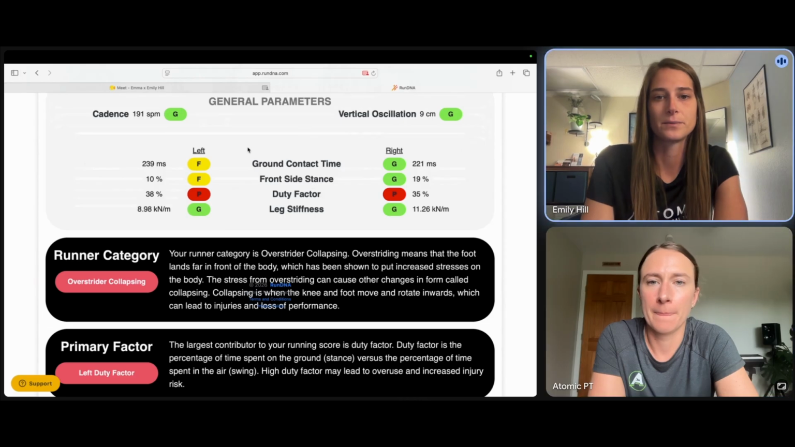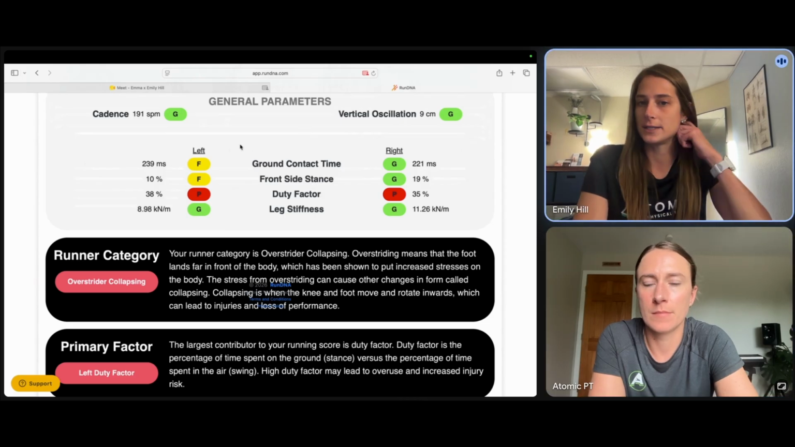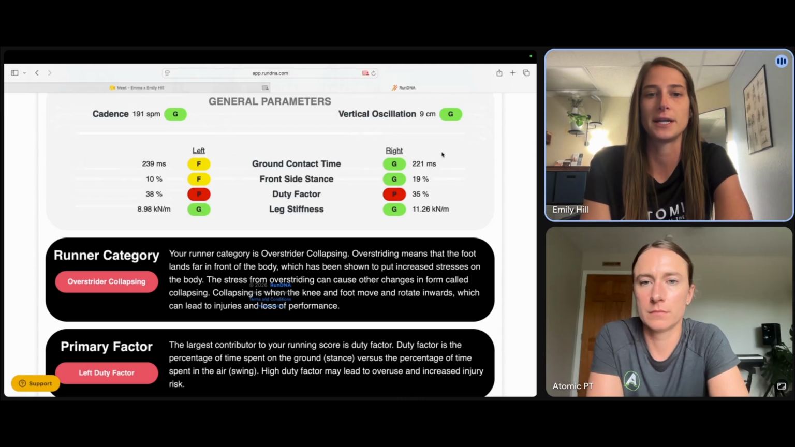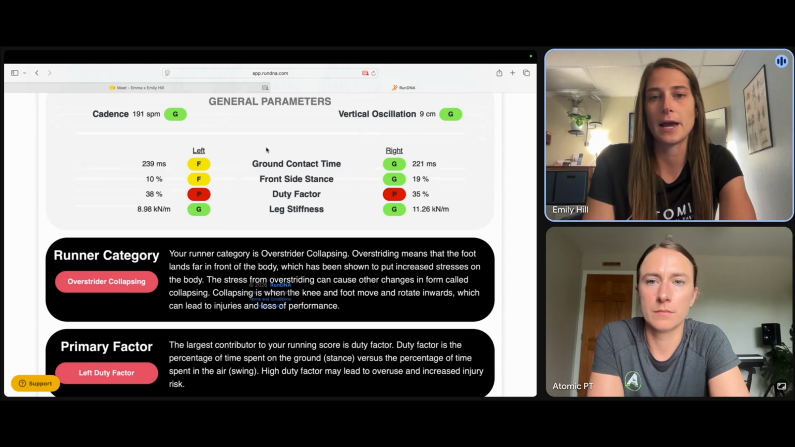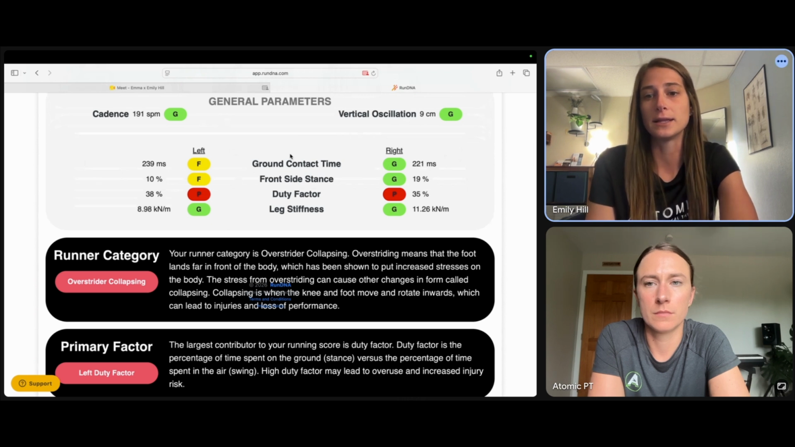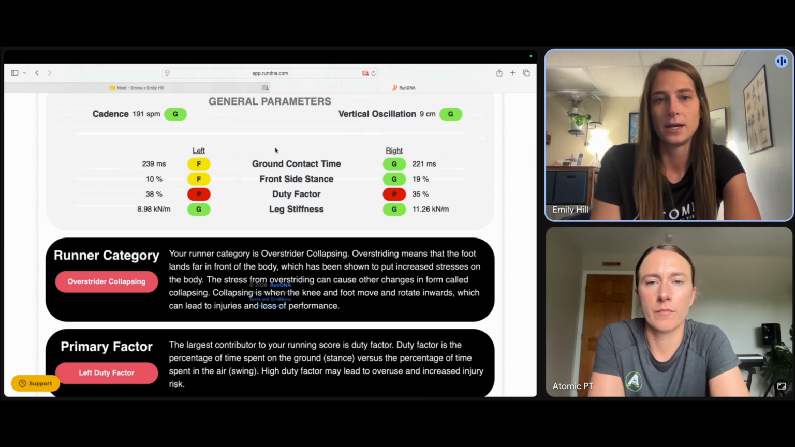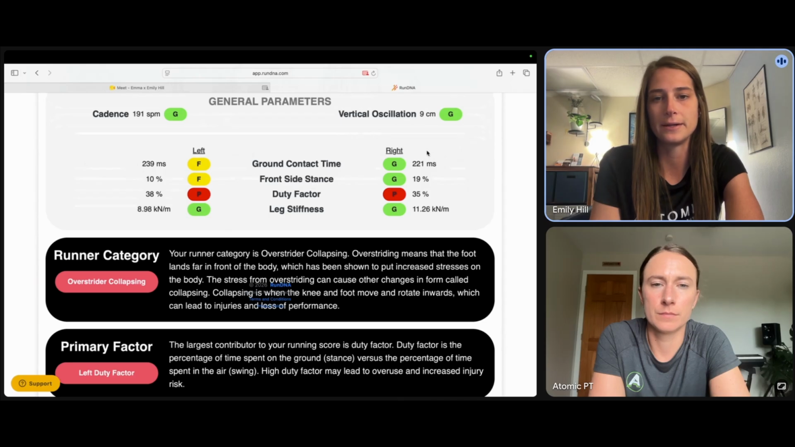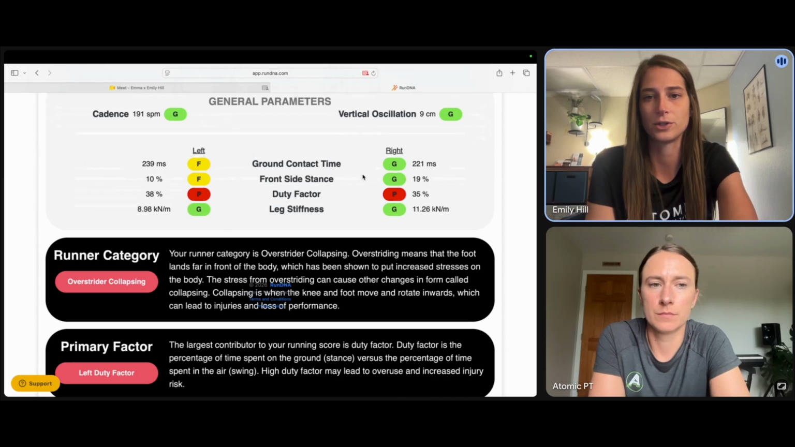Yep, exactly. Okay, and then looking at some more numbers here, again, we have it separated into the left side and then the right side of the body. Ground contact time is how long the foot is on the ground while it's contacting the ground. We want that number to ideally be less than 210 milliseconds. If we look at her left side, she's on it for a little bit longer than we would like, so she gets that fair rating. Right is a little bit less than the left, but still not quite to where we want it with that below 210. So we get a good rating there, but still could be better.